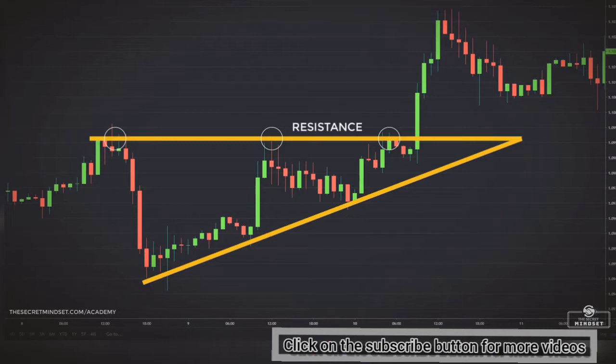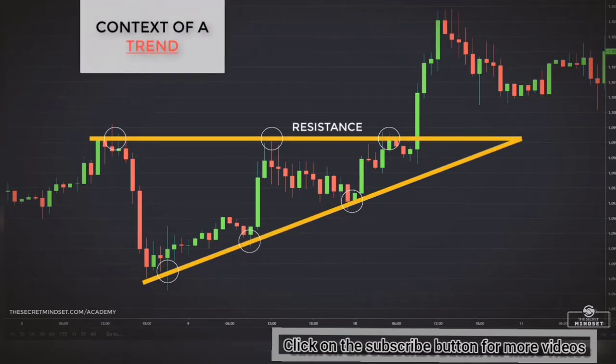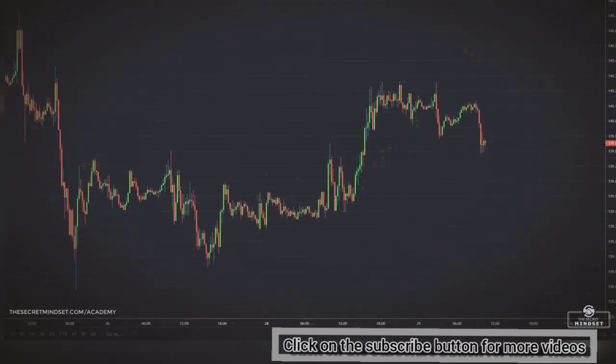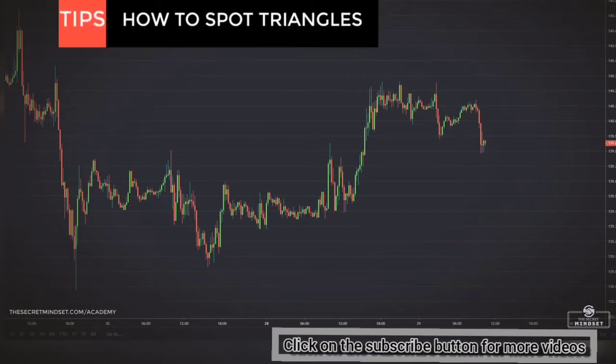The second element of the ascending triangle is a rising trend line moving upwards. This is what makes the pattern bullish. Now, all continuation patterns need to have a context of a trend. In the case of the bullish ascending triangle, we need to have a previous uptrend to support the breakout. Now that you learned how the ascending formation looks like, I want to share with you several important things that I've learned from trading with bullish triangles.